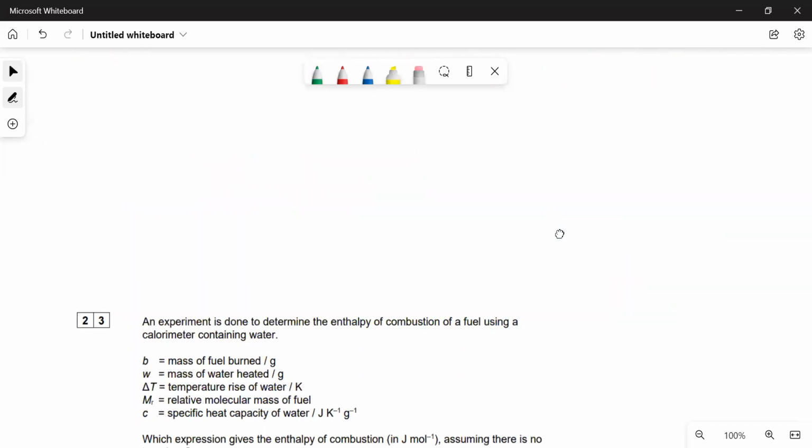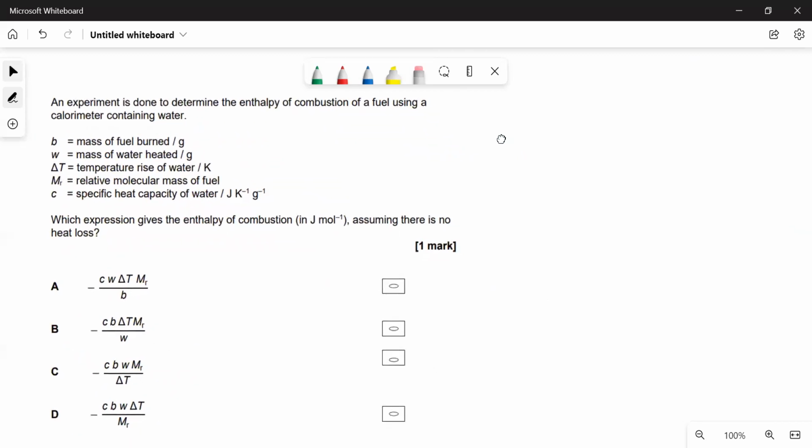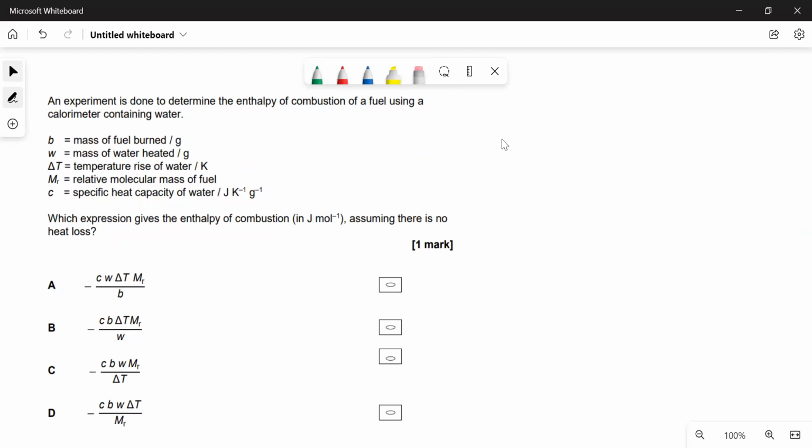Okay, and I think this is the last question. An experiment is done to determine the enthalpy of combustion of a fuel using a calorimeter containing water. Which expression gives the enthalpy of combustion, assuming there's no heat loss? So I'm going to write down the equations we're going to need. Q is equal to mc delta T. We also need delta H is equal to Q over n, where n is the number of moles. And n is equal to the mass of the fuel burnt divided by the Mr of the fuel. So I need to put all those in together.